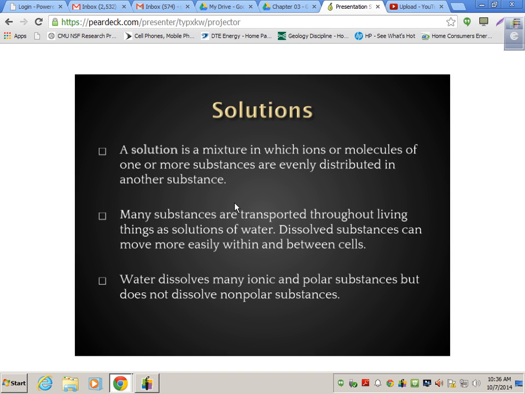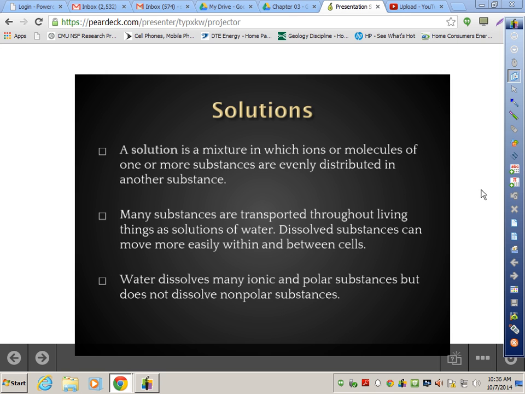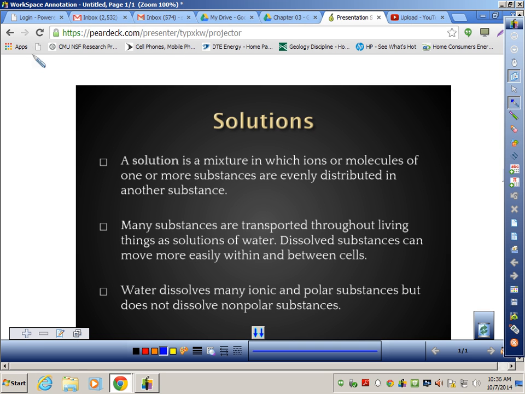Many substances are transported through living things as solutions in water, and dissolved substances can move more easily within and between cells. Water molecules are going to dissolve many ionic and polar substances, but do not dissolve nonpolar substances. We talked about this. Oil and water do not mix. Why? Oil is a covalently bonded substance. It is not polar. So some things you should remember from physical science that you want to write down so that you don't forget them.